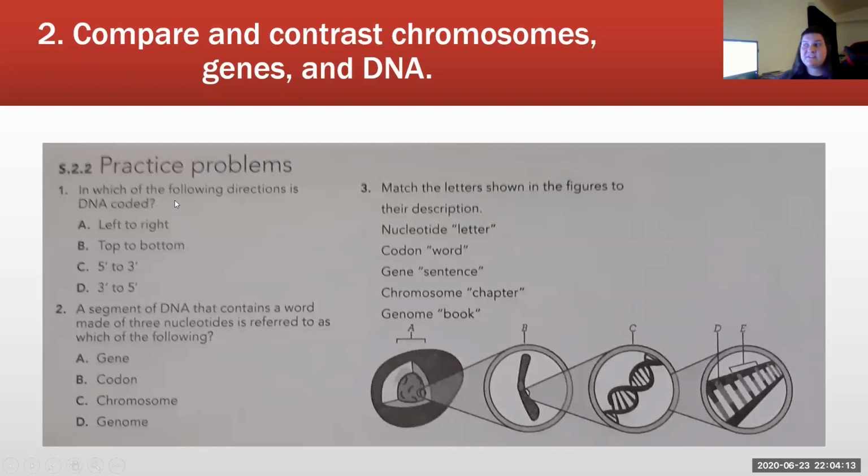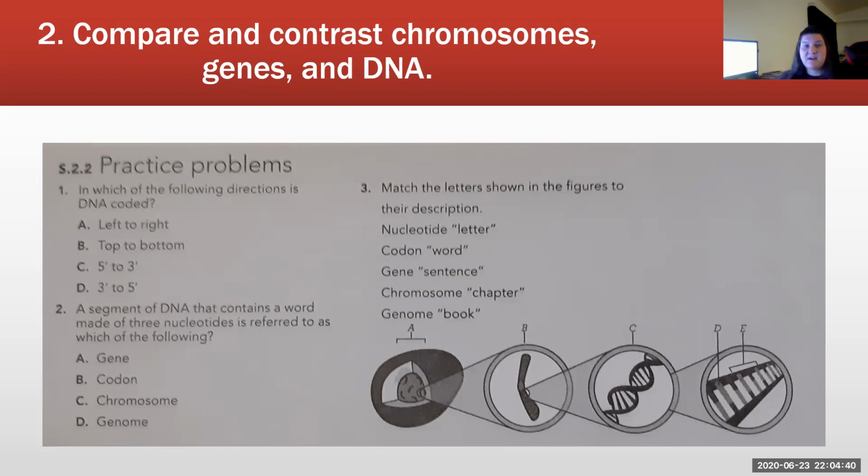In which of the following directions is DNA coded? Left to right, top to bottom, 5 to 3, or 3 to 5? And option C is correct. DNA is read from 5 to 3. There's no left and right or top to bottom in chromosomes. It's the position of the chromosomes and how they're coded. So it's 5 to 3.